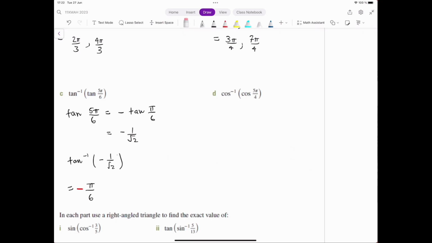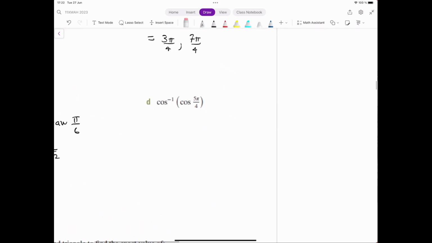This next one here, cos inverse of cos of 5 pi on 4. Well, cos of 5 pi on 4 is the same thing as saying cos of pi on 4. But 5 pi on 4 exists in the 3rd quadrant, and cos is negative in the 3rd quadrant, so it's minus cos of pi on 4. Now, cos of pi on 4 is equal to 1 over root 2, so minus 1 over root 2.